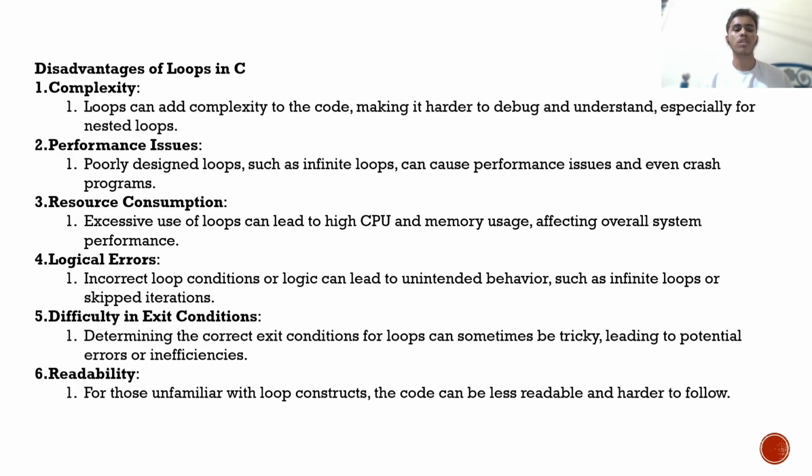Disadvantages of loops in C. Complexity. Loops can add complexity to the code, making it harder to debug and understand, especially nested loops. Nested loops can make it complex for the user to debug and understand the meaning and logic of the code. But if the user understands what loops are and how they work, they can write the code very easily.